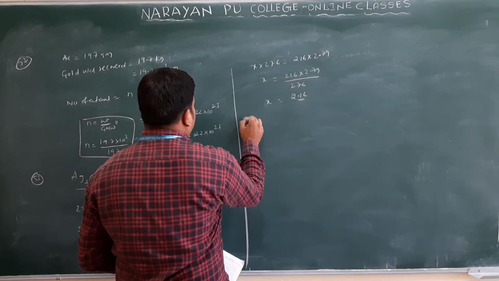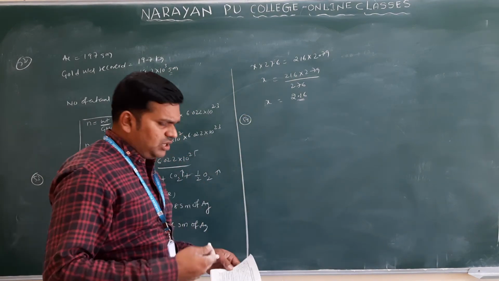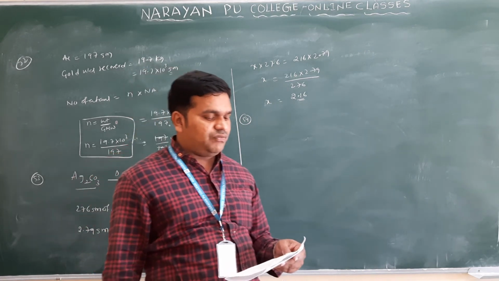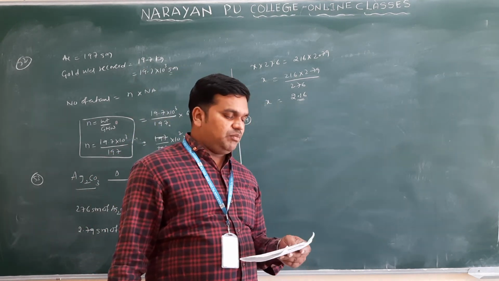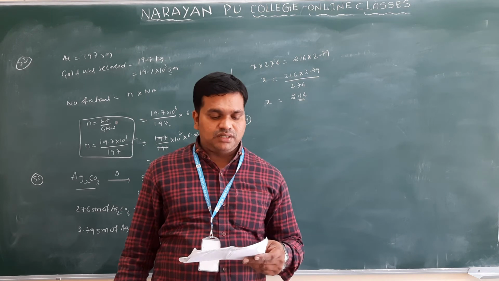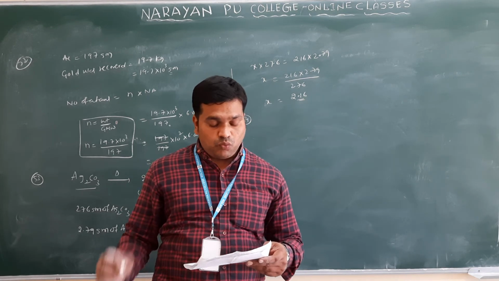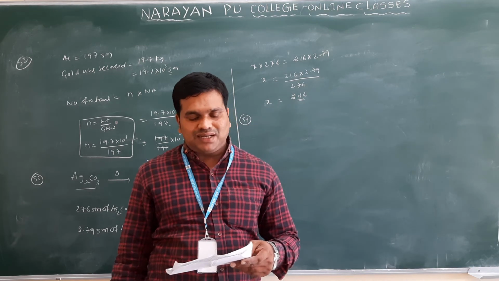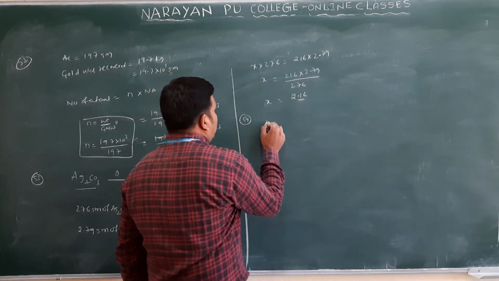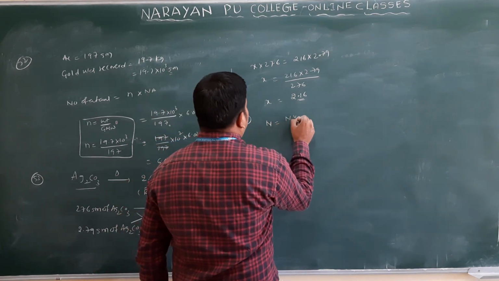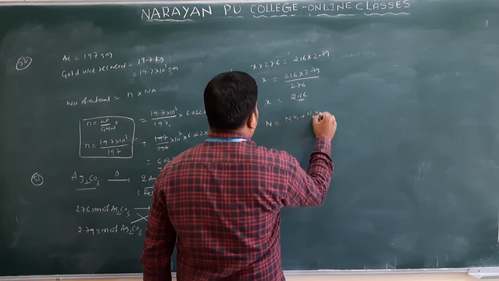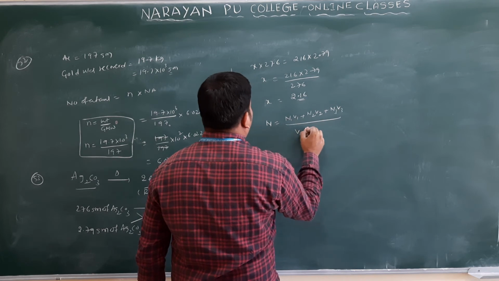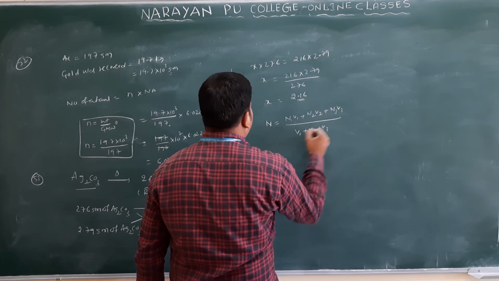Now we can see question number 54. 5 ml of normal HCl, 20 ml of N by 2 H2SO4 and 30 ml of N by 3 HNO3 are mixed together. The volume is made up to 1 liter. 1 liter means how much ml? 1000 ml only. The normality of the resultant solution: simple, you can write normality N is equal to N1V1 plus N2V2 plus N3V3 by V1 plus V2 plus V3.